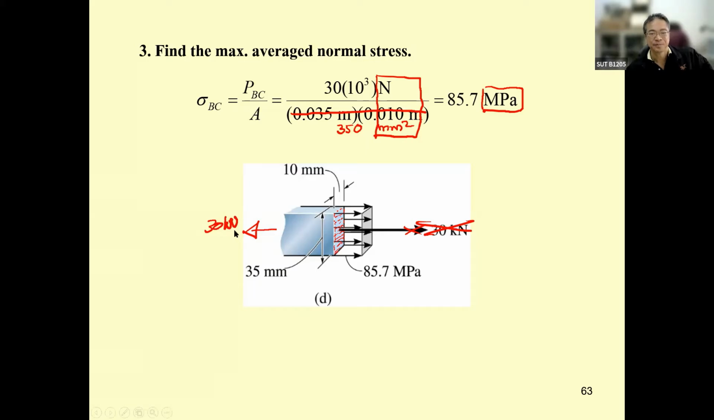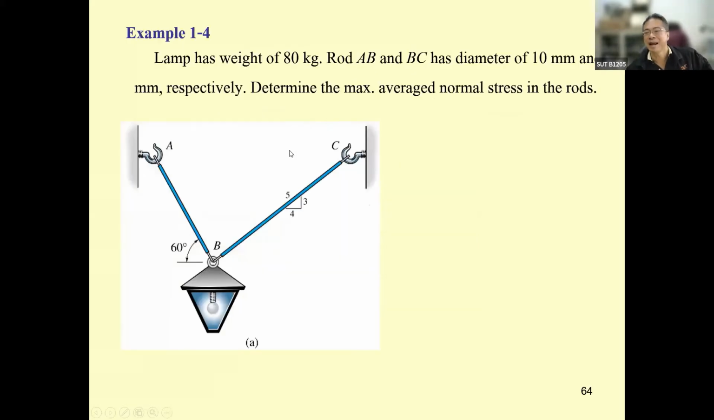And then the problem may get a little bit more complex. The previous example was just one piece subjected to different loadings. But this one, they have a weight that's hanging over here, and it says this one has 80 kilogram. That's going to be 80 times 9.81 to be in Newton.